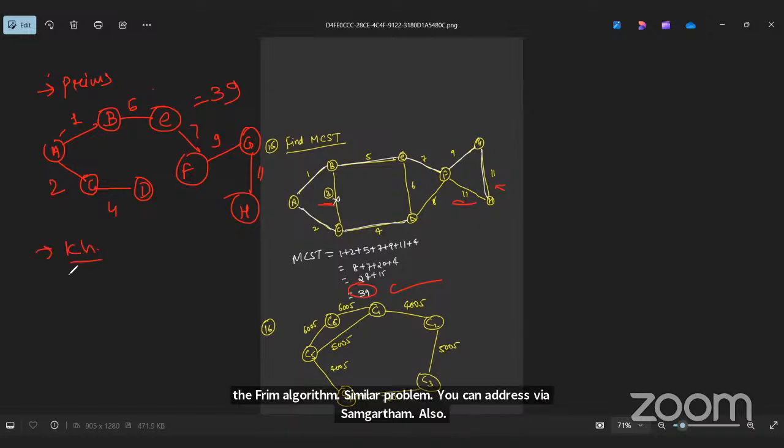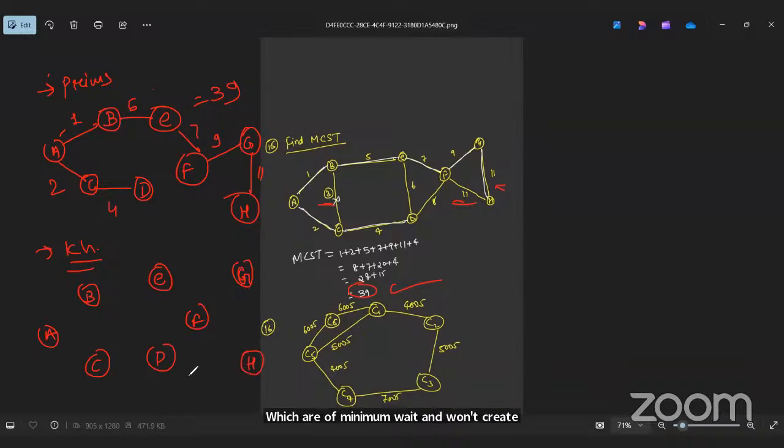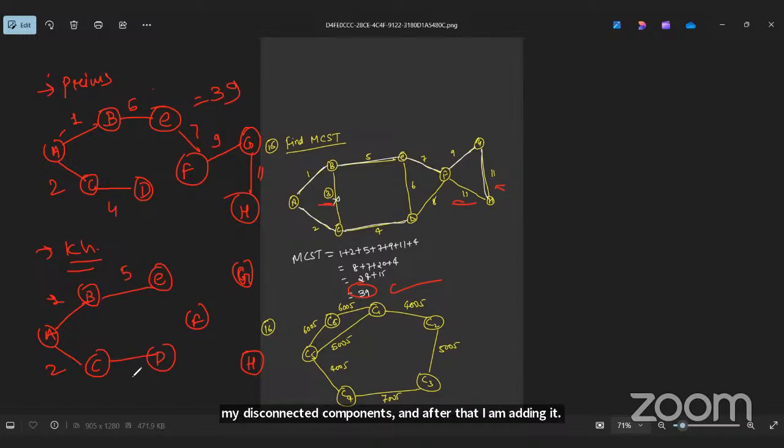But Kruskal's algorithm says that first consider all the vertices as disconnected components and then add edges of minimum weight that won't create a cycle. Same restriction. So first I consider all the vertices as disconnected components, and after that I add edges. These are the edges I can add which won't create a cycle and give us minimal cost. So we obtain the same tree. Is that fine? Any doubt in these two algorithms, Prim's and Kruskal's?